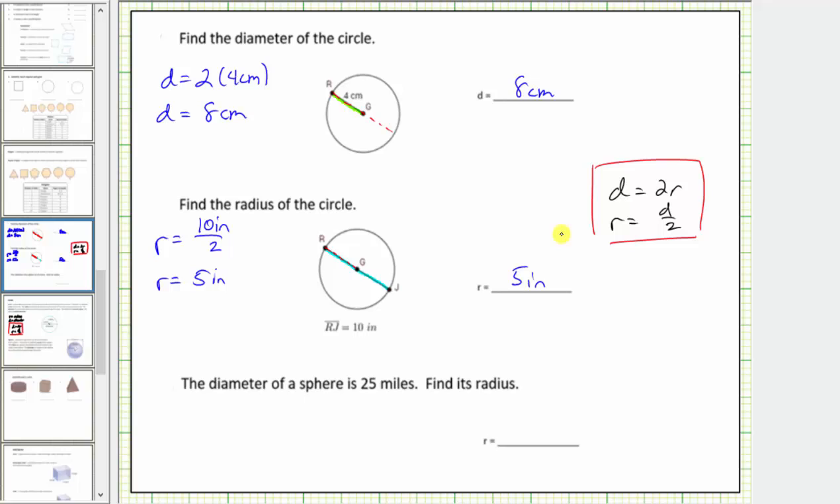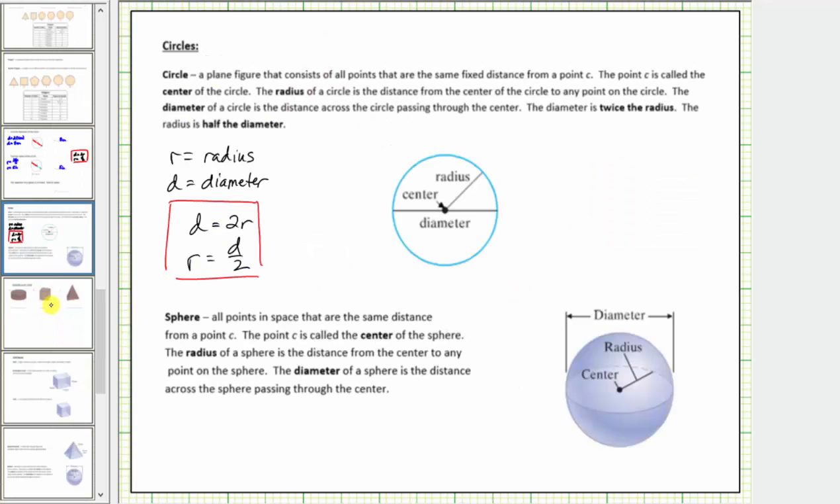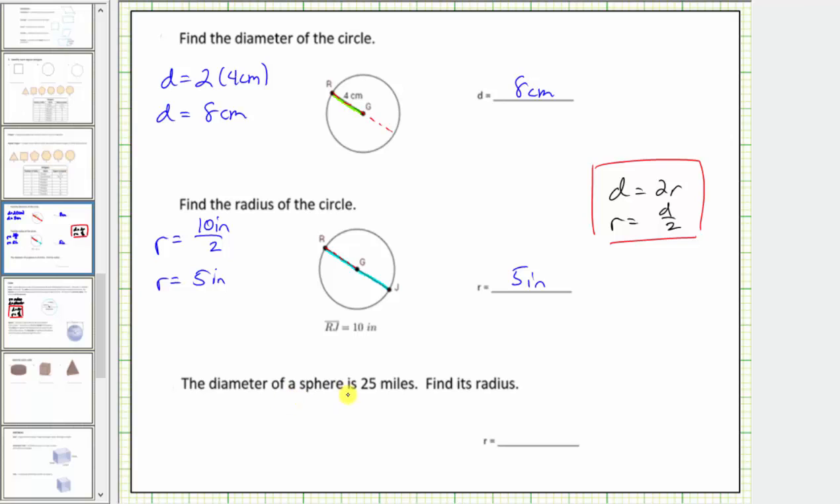Now the third question deals with a sphere. The relationship between the radius and diameter of a sphere is the same relationship as the radius and diameter for a circle. And here we're given the diameter of a sphere is 25 miles. Find the radius. So here we'll use the equation for the radius. The radius is equal to the diameter divided by 2. In this case, the radius is equal to 25 miles divided by 2.